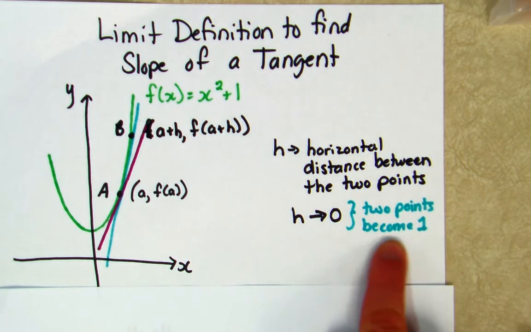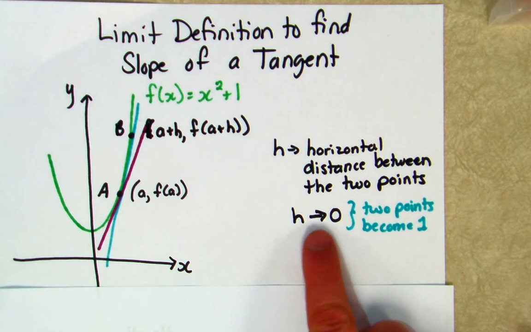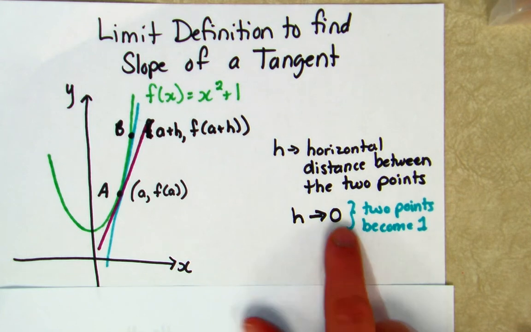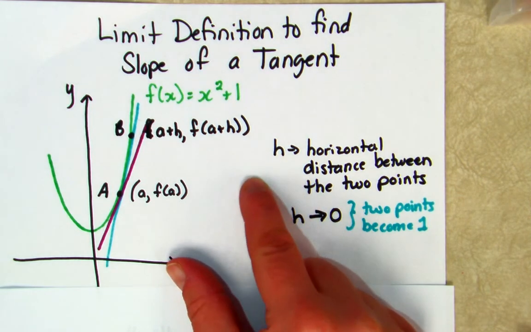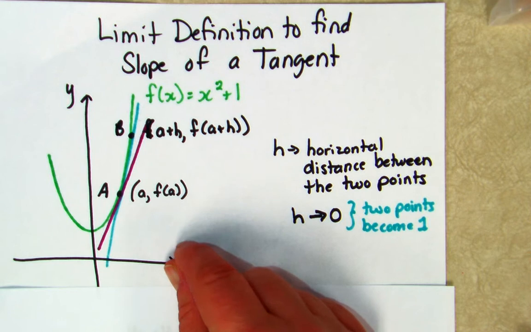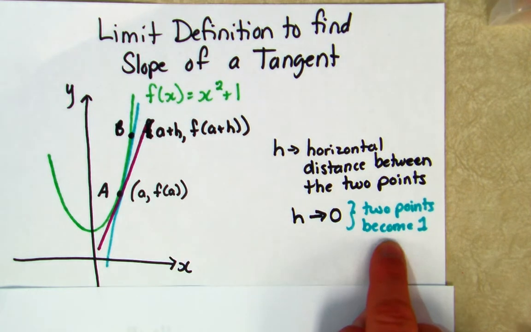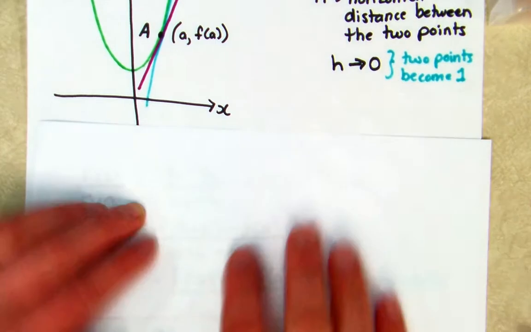Now, because we want this to be a tangent, h is going to approach 0, because 2 points, the horizontal distance as it gets smaller and smaller and smaller, will become 1 point. And as soon as they become 1 point, I am now talking about the slope of a tangent.